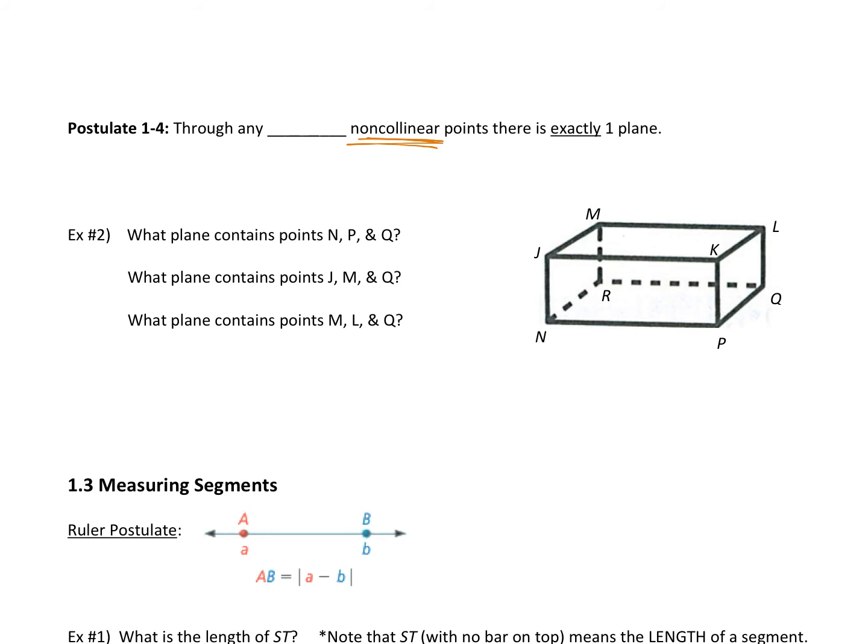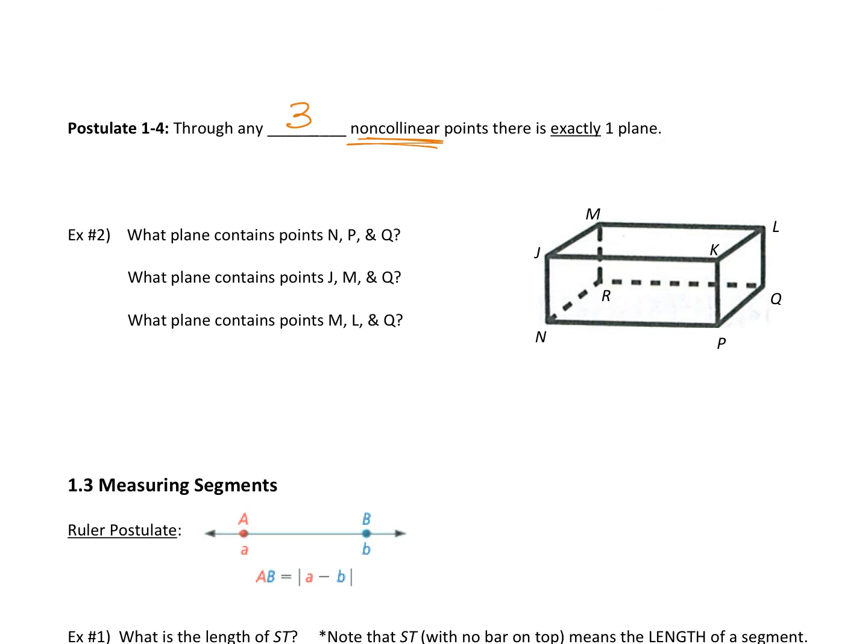How many points do you think you need for exactly one plane? 2. Oh, I hear lots of answers. Okay, who thinks 2? Who thinks 3? Who thinks 4? The masses got it. It is 3. Through any 3 non-collinear points, there's exactly one plane.